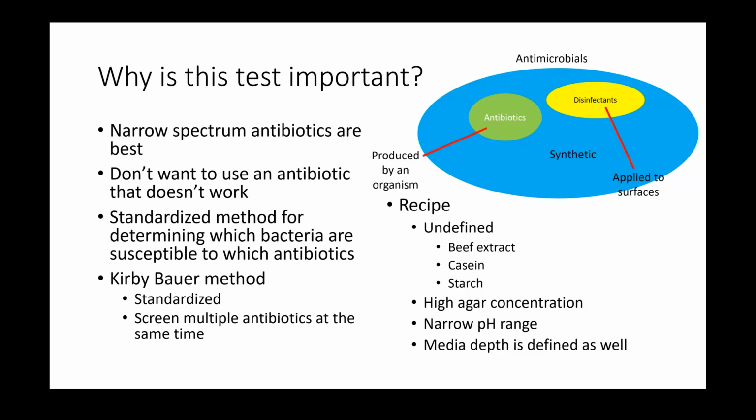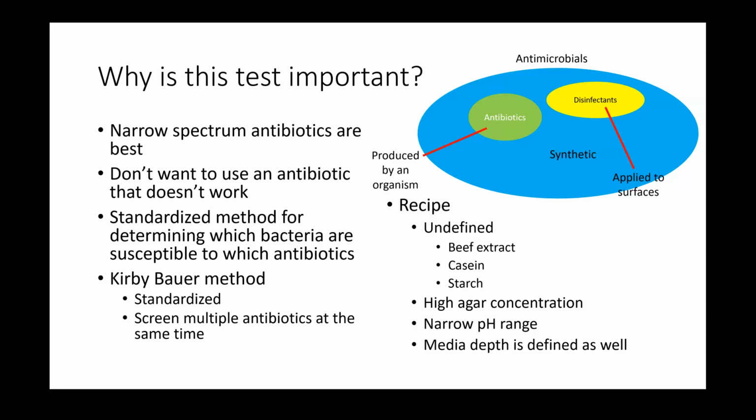I was always surprised. I figured this should be a defined broth because it's such a standardized test. But basically it's undefined because they use a really broad range of nutrient sources: beef extract, casein, and starch. Between those three nutrient sources, most bacteria can live and grow on Mueller-Hinton agar. There is an extension of the Kirby-Bauer method where we supplement the agar with sheep's blood for those fastidious bacteria that can't otherwise survive on Mueller-Hinton agar alone. But that's basically an extension of this test, and we don't need to get into that.